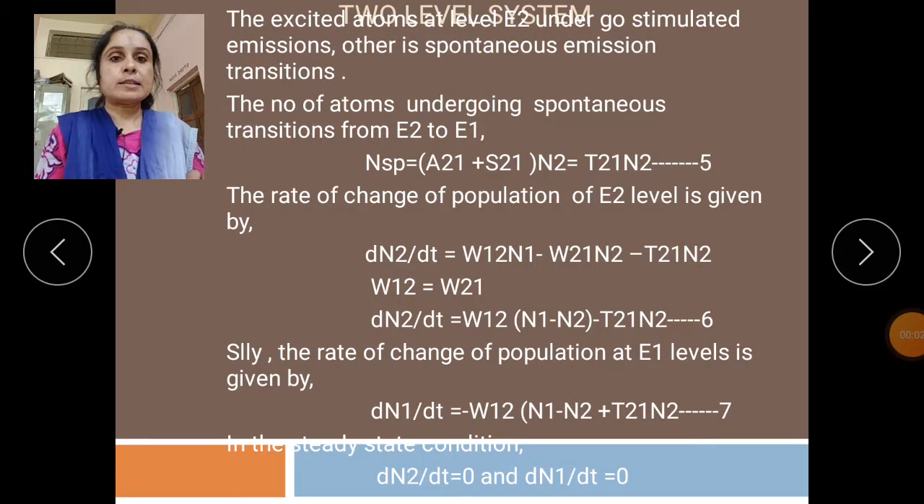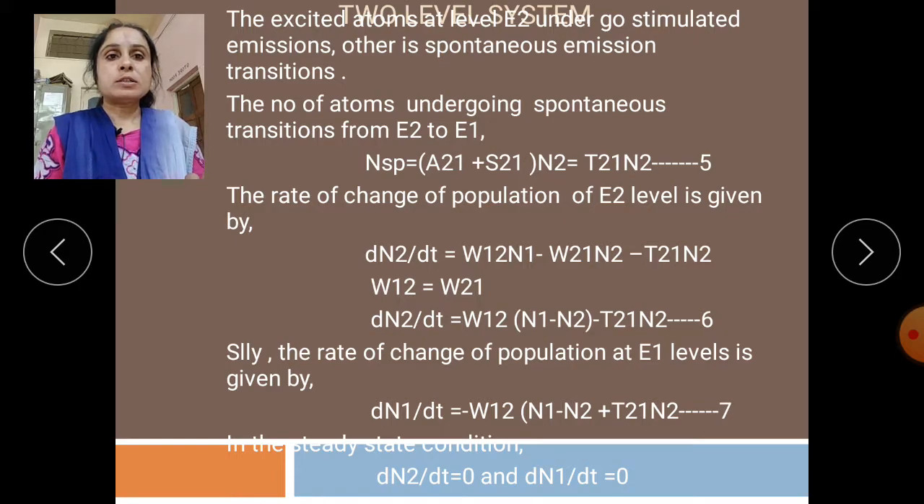Hello friends, in the last lecture we discussed the laser rate equations, including the 3 systems: 2 level system, 3 level system and 4 level system. Yesterday we started the 2 level system, and today we continue from that point.